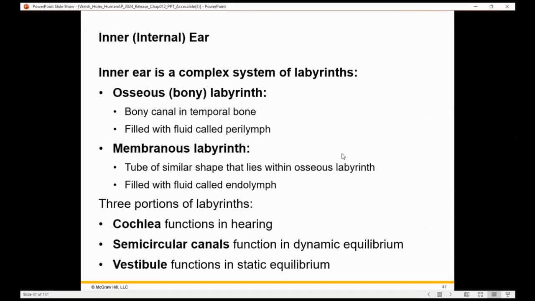The inner ear is a complex system of labyrinths. The osseous, or bony, labyrinth is a bony canal in the temporal bone, and it's filled with fluid called perilymph. Then you have the membranous labyrinth. It's a tube of similar shape that lies within the osseous labyrinth. It's filled with fluid called endolymph. And there are three portions of the labyrinths: the cochlea, which functions in hearing; the semicircular canals, which function in dynamic equilibrium; and the vestibule, which functions in static equilibrium.